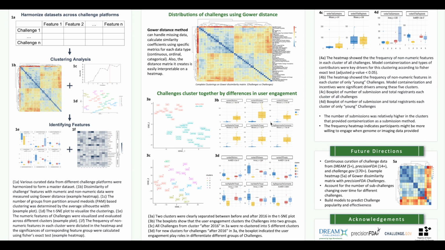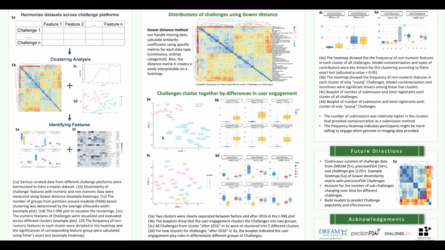Also in figure 3b, the box plot indicates the user engagement data was significantly different between the 2 clusters. User engagement data are the data collected from the discussion forum, where participants can ask questions and communicate with organizers. Then we realized the discussion forum was not developed or well known until late 2016. That makes sense of why there are 2 clear separation clusters.